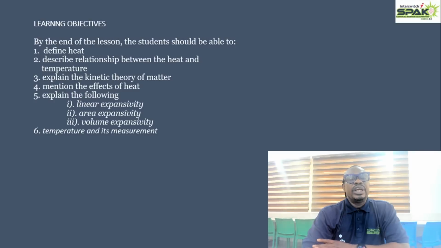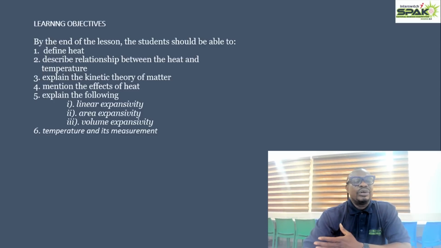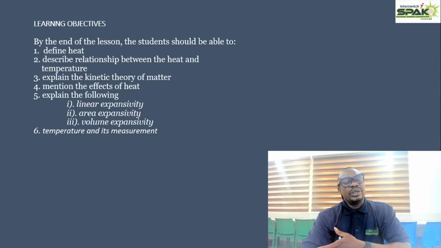Before we go into what we have proper, let us quickly look at the learning objectives. By the end of the lesson, the student should be able to define heat. They should be able to describe the relationship between heat and temperature. They should be able to explain the kinetic theory of matter as related to heat expansion as well. They should be able to mention the effects of heat, and they should be able to explain the following: linear expansivity, area expansivity, volume expansivity.